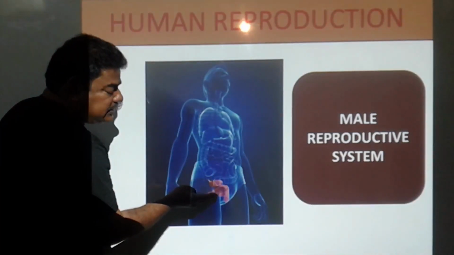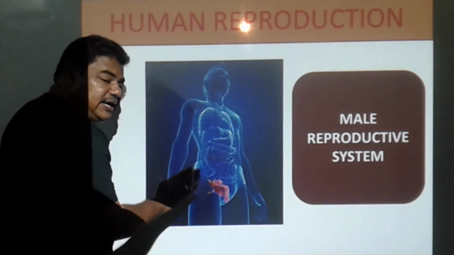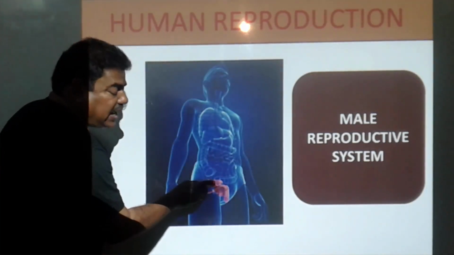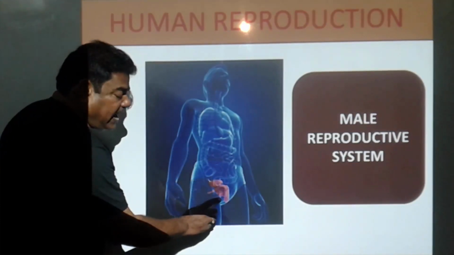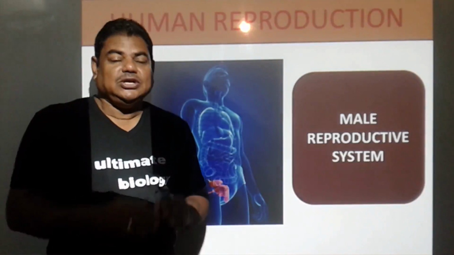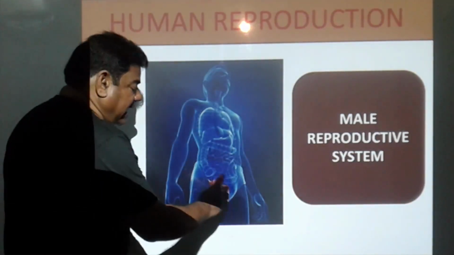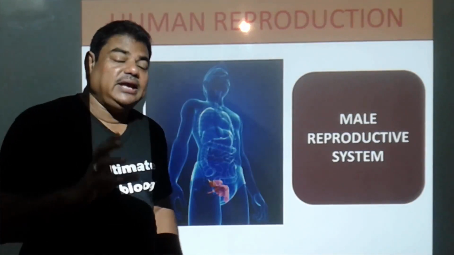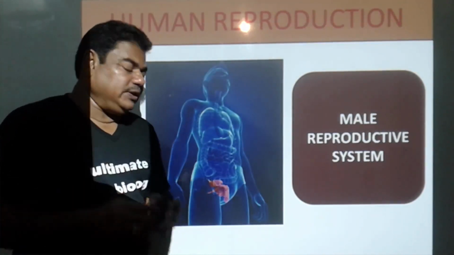Some organs are present inside the pelvic region and some organs are present outside. Means some organs are interior to the pelvic region and some organs are exterior to the pelvic region. So this one is the exact position of the male reproductive system in a human body.